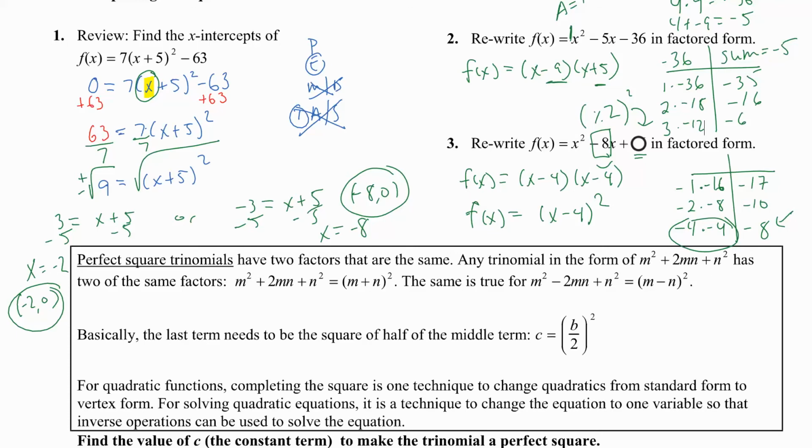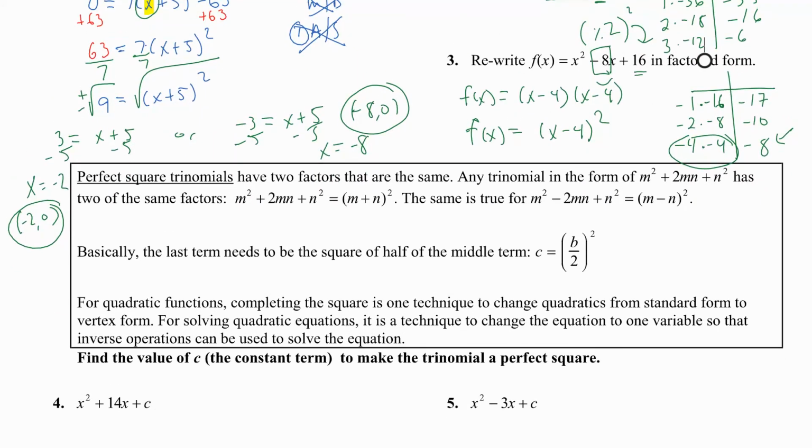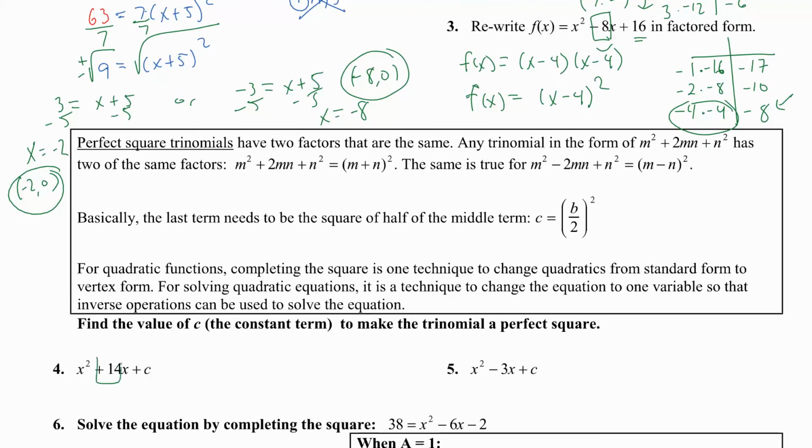Now, before we change the format, to solve equations, let's just review the pattern of the numbers. Find the value of c, that constant term, to make a perfect square trinomial. So we have number 4, x squared plus 14x plus c. What does that c have to be in order for us to say that is a perfect square trinomial? It's really simple. You're just going to take this middle term, the b value, and divide that by 2, and then square that result. So 14 divided by 2 is 7. 7 squared is 49. And that's it.